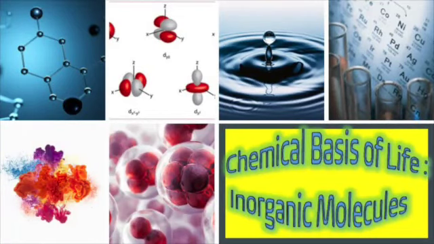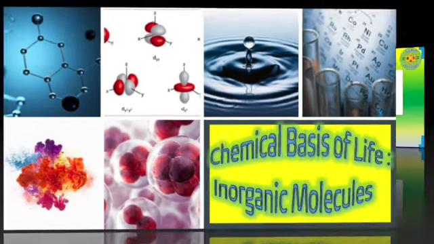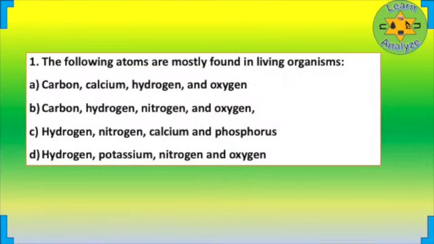Hi friends, in this video we are posting questions related to chemical basis of life, inorganic molecules. Question number 1. The following atoms are mostly found in living organisms. Option A, carbon, calcium, hydrogen and oxygen. Option B, carbon, hydrogen, nitrogen and oxygen. Option C, hydrogen, nitrogen, calcium and phosphorus. Option D, hydrogen, potassium, nitrogen and oxygen.